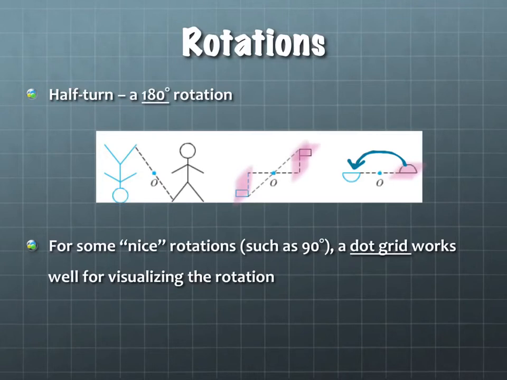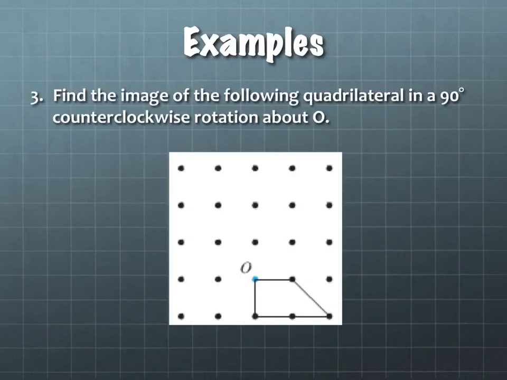For some nice rotations, like 90 degrees, a dot grid works pretty well. For 180 degree rotations, a dot grid works really well. For a lot of rotations that are not nice, dot grids are really challenging to do your rotations on. So we're going to do an example of one that's not so bad with a dot grid so you can see what I'm talking about.